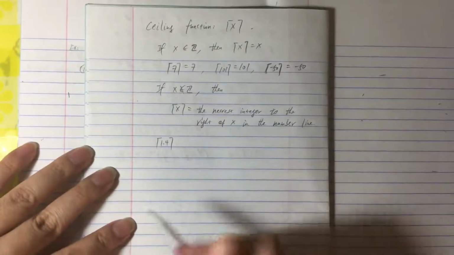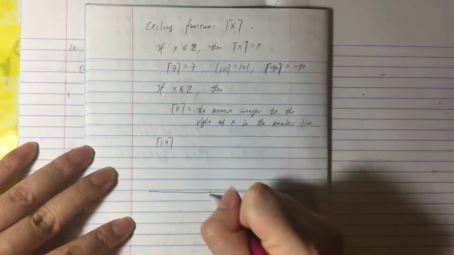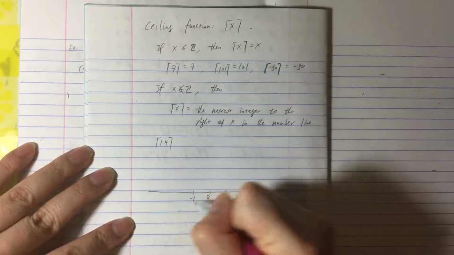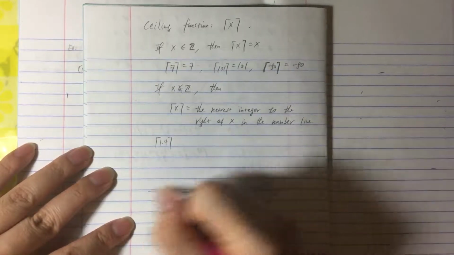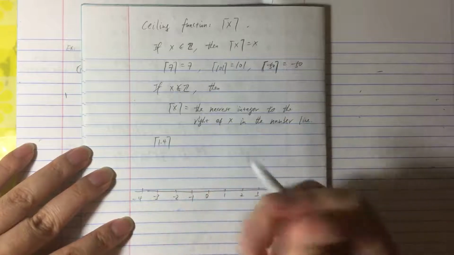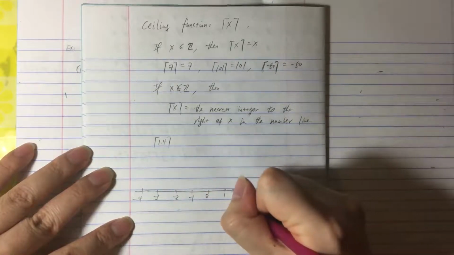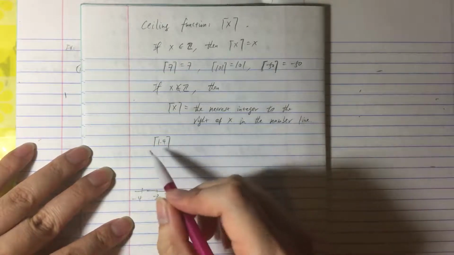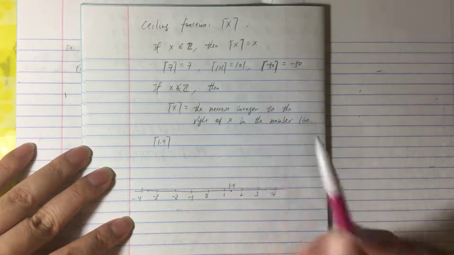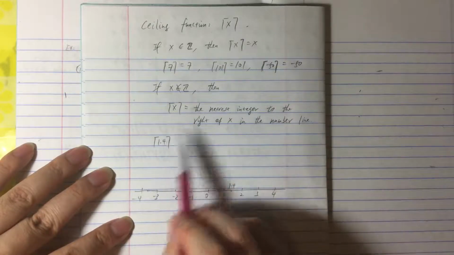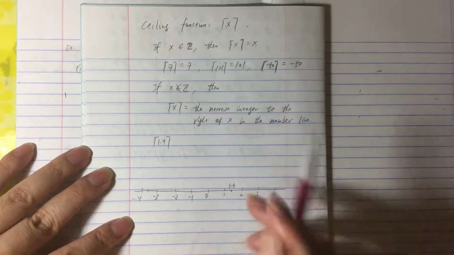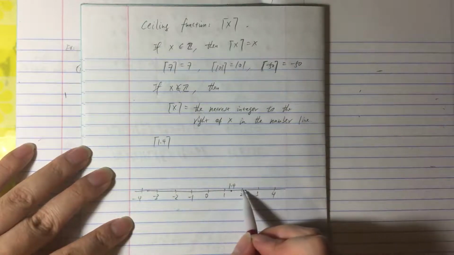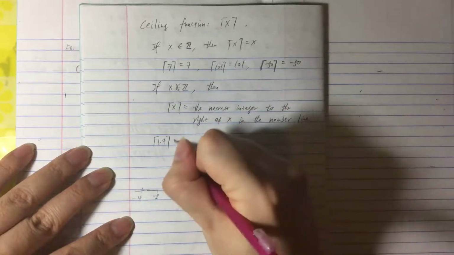Draw number line first. 0, 1, 2, 3, 4. Negative 1, negative 2, negative 3, negative 4. 1.4 is somewhere here. Since 1.4 is not an integer, for ceiling function of 1.4, use this rule. Ceiling function of 1.4 is the nearest integer to the right of x in the number line. Nearest integer to the right is number 2.